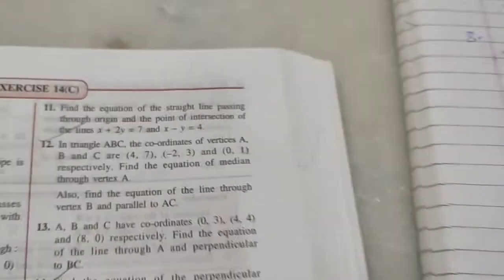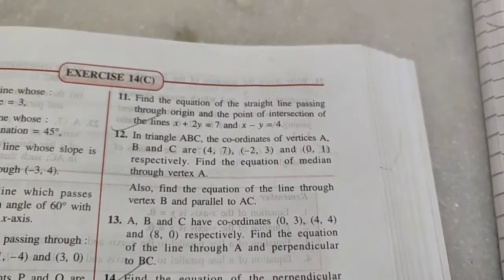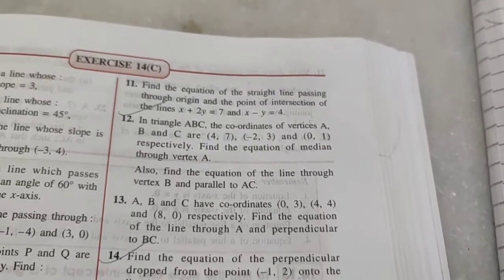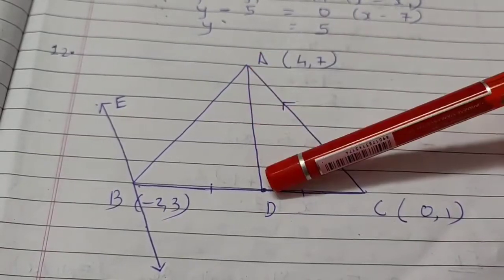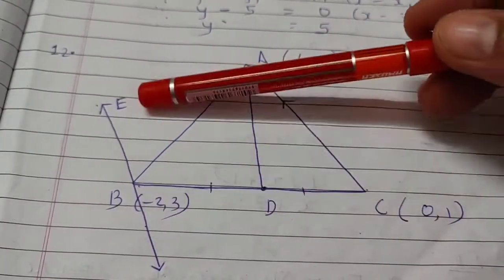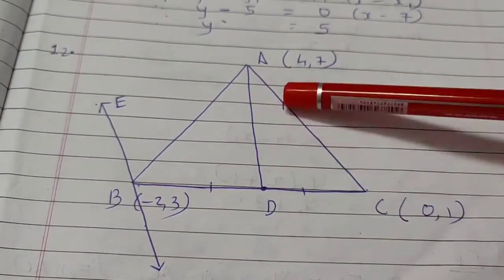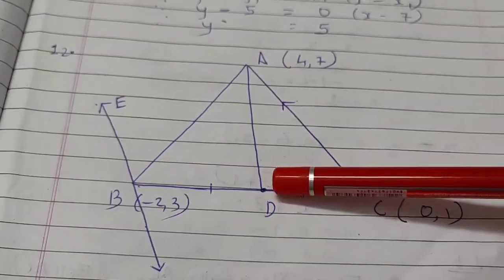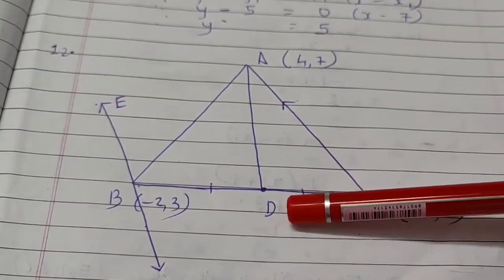Now the 12th question. In triangle ABC, the coordinates of A, B and C are given. They want two things. First, they want the equation of the median AD, and they want the equation of a line EB which is parallel to AC. First of all, let's talk about AD. D is a midpoint of BC. So we can find the coordinates using the midpoint formula.